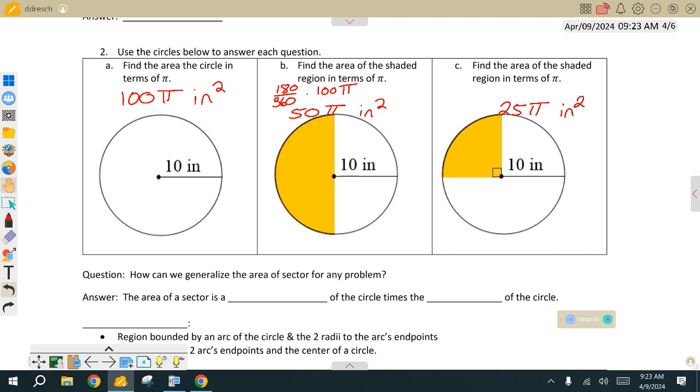What does it represent out of 360? 90 out of 360, right? That's a quarter. Always times a full circle. Or sorry, times the full area I should say, which is 100 pi. So that's why, again, the SAT is not going to give you those two formulas. They're going to want you to think about it's a fraction of the circumference, a fraction of the area.